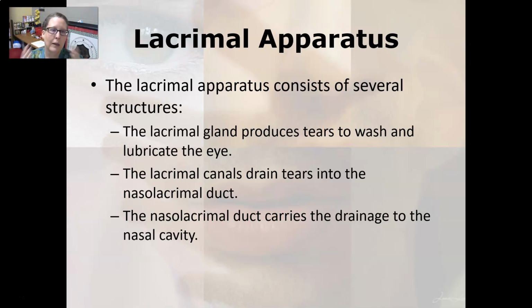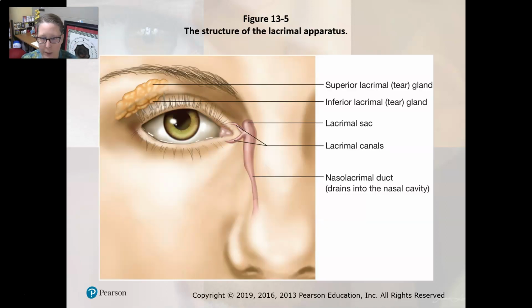So that is why when you cry a lot and there's tears that are coming down your face, they'll also make your nose run, because part of those tears are going to be draining into the nasal cavity. And so here are the structures illustrated. So we have the lacrimal sac, the lacrimal canals here, and they lubricate the eyeball, and then here's the nasolacrimal duct that drains into the nasal cavity. Oh, and here's the superior and inferior lacrimal or tear glands right here.